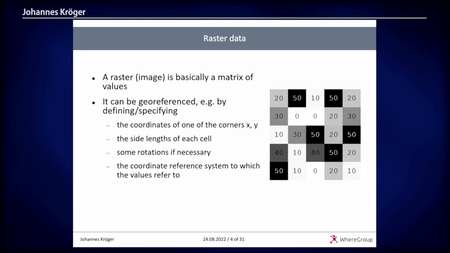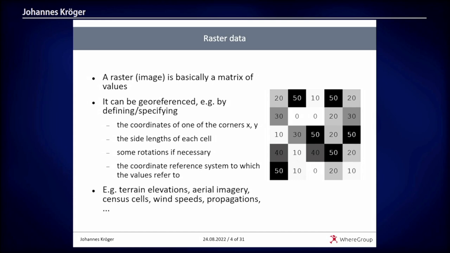We could add some geo-referencing, so we could turn it into a geospatial raster by saying we need some kind of geo-reference point in that raster, where it is located, side lengths, rotations, and so on, and then we have a normal geospatial raster data set. You know them, for example, terrain elevations or wind speeds or aerial imagery. These are all usually raster data sets, or in many cases at least. And you probably know they get quite big, so it's always a good idea to compress them. They might be GeoTIFFs, JPEGs, whatever.